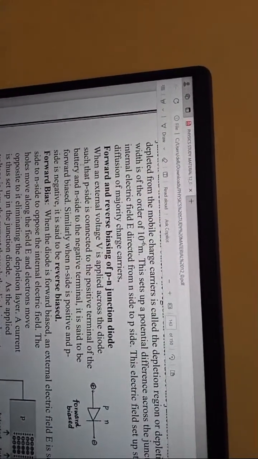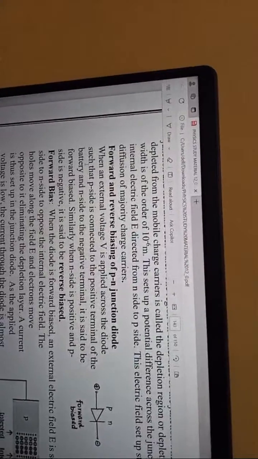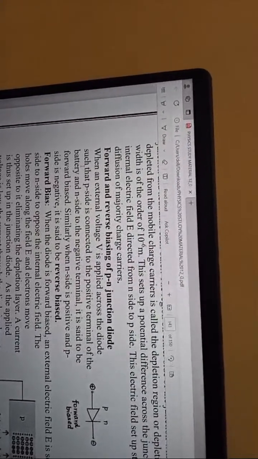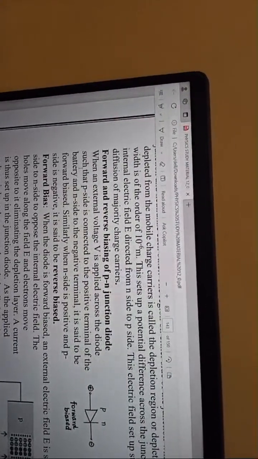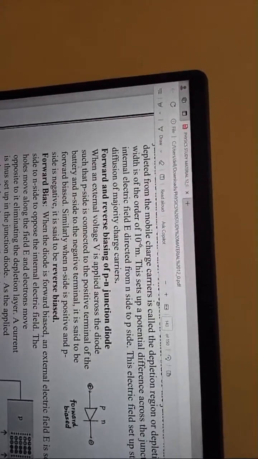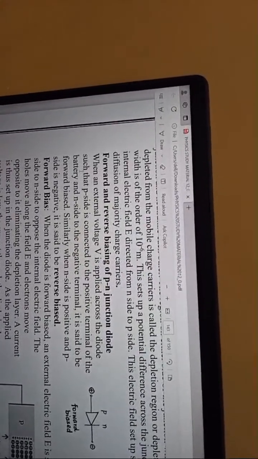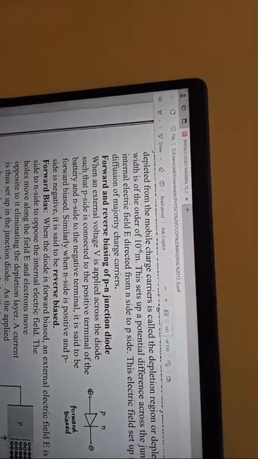Similarly, when N side is positive and P side is negative, it is said to be reverse biased.